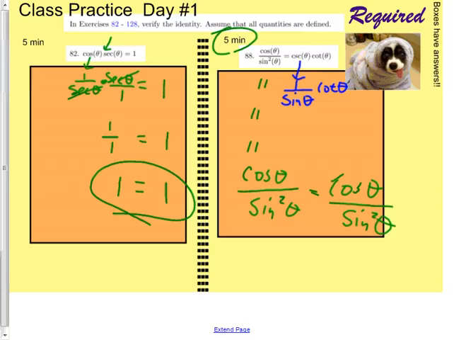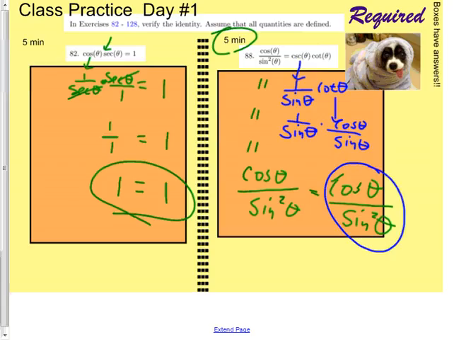Cotangent. I'm not going to erase it. I'm going to draw an arrow and say, okay, now I'm going to leave this side alone. 1 over sine theta times, what did you say it was again? Cosine over sine. You see that I'm pretty much there. What was I trying to make it equal to? That. And on the top, don't I have cosine? And on the bottom, don't I have sine squared? That's it. That's all there was to it.